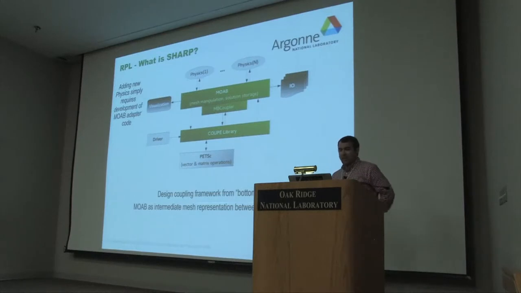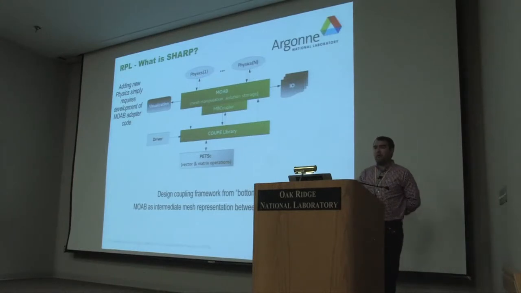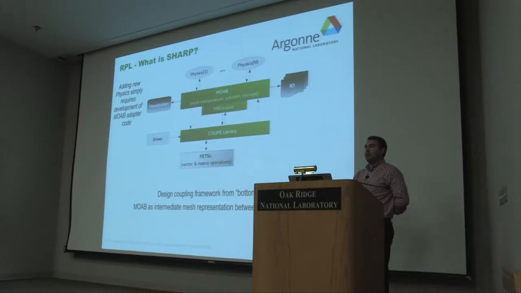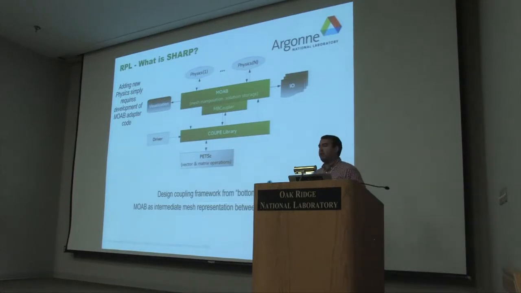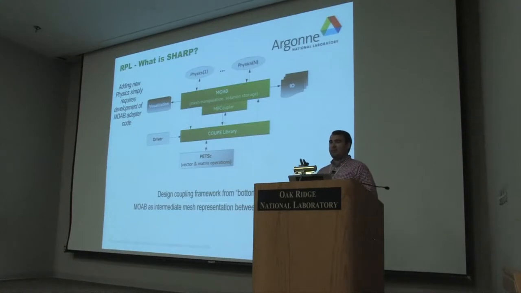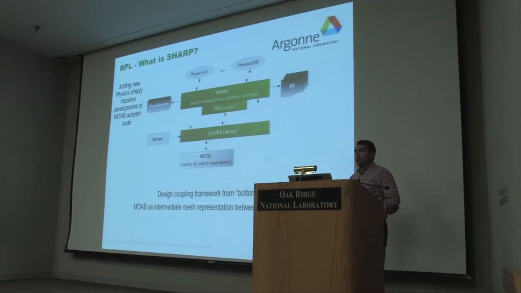And it does so by providing a MOAB mesh backplane, okay? So each physics code at the top here basically just provides a little bit of code that translates their internal mesh format to the MOAB mesh format. And once it's in the MOAB mesh format, then the rest of SHARP and this coupling library they call it, can do the rest, okay? Because the coupling library is designed to work with MOAB, right? And so it can then do the transfers through some coupling mechanism to the other physics codes and that sort of thing, okay? So adding a physics code to SHARP requires that you provide a new MOAB physics mesh adapter, okay? It serves as an intermediate mesh representation between all the physics codes, okay?